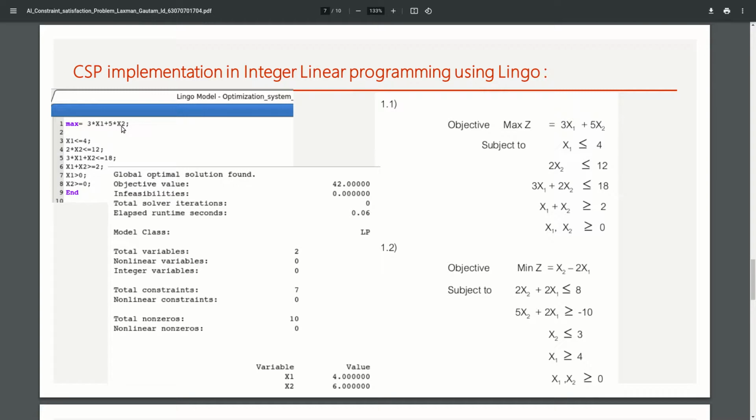The objective function could be maximize or minimize, depending on our requirement, and then the set of constraints is this. The moment we enter this syntax in Lingo, if we have the correct syntax, it will solve the problem. The problem I tried to solve is this first 1.1 problem. The solution value is 4,6, which is the correct value that gives the maximum value for this equation. At the end of the presentation I'll show you my implementation in Lingo as well.